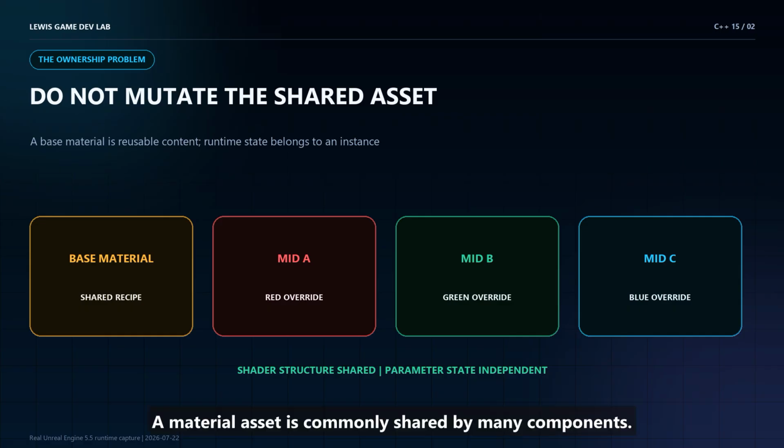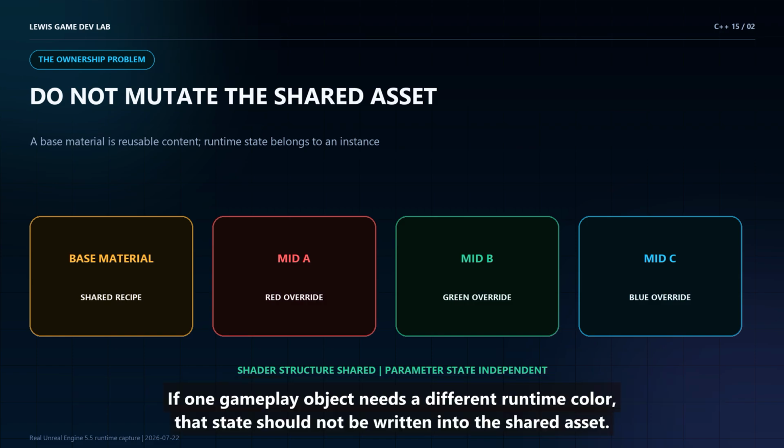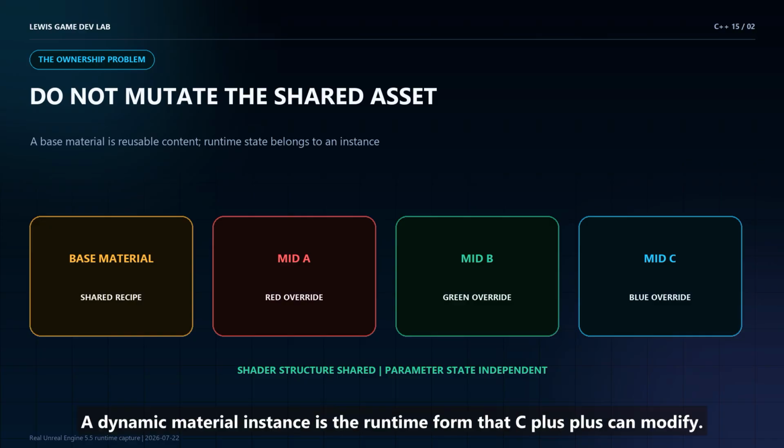A material asset is commonly shared by many components. Treat it as the reusable recipe: shader graph, parameters, textures, and defaults. If one gameplay object needs a different runtime color, that state should not be written into the shared asset. A material instance keeps the parent shader structure while supplying per instance parameter values. A dynamic material instance is the runtime form that C++ can modify.